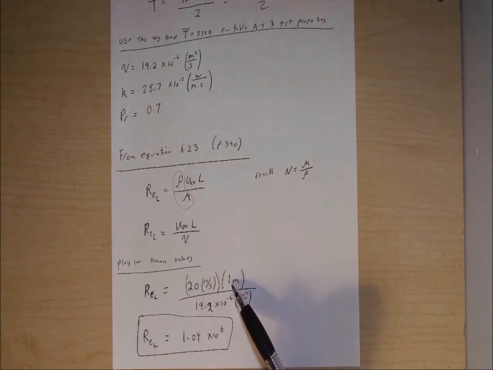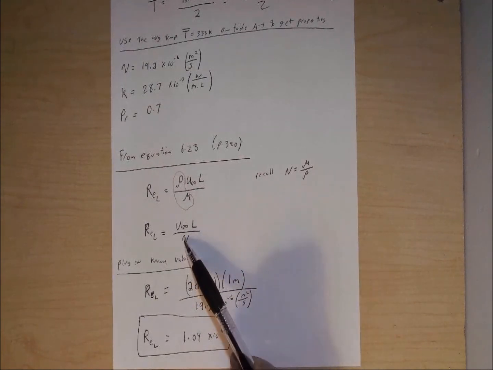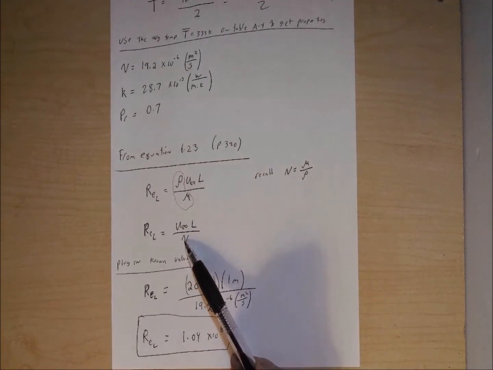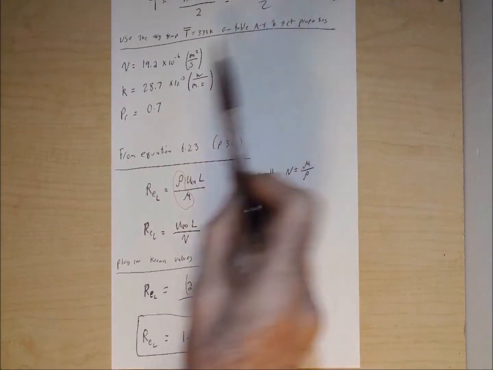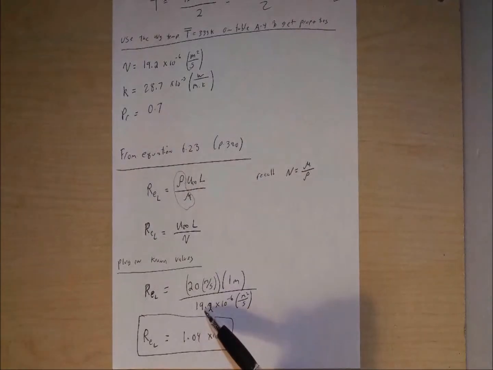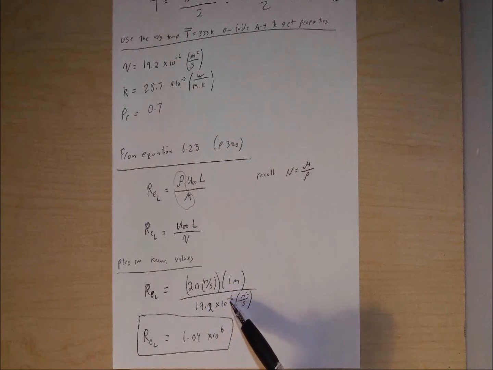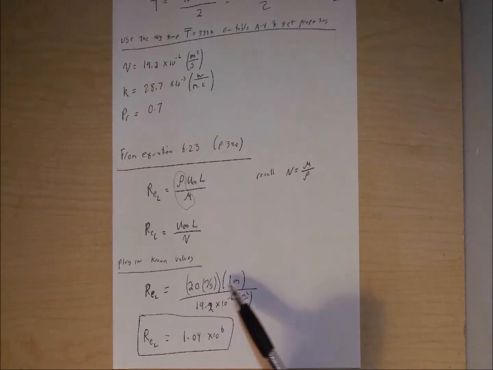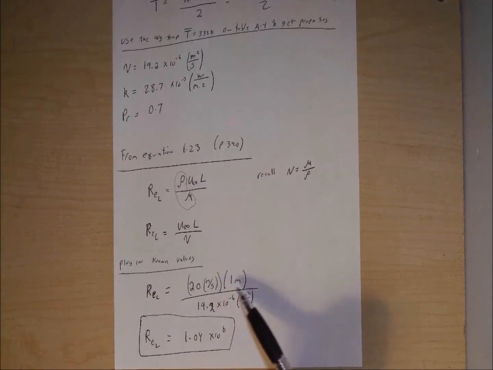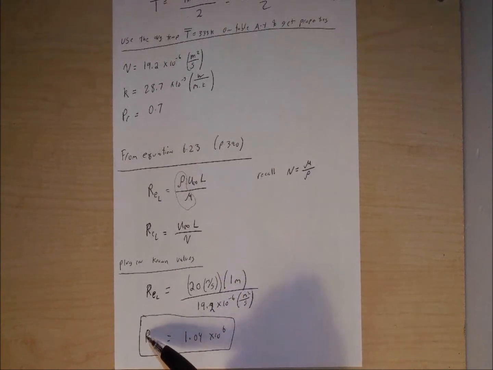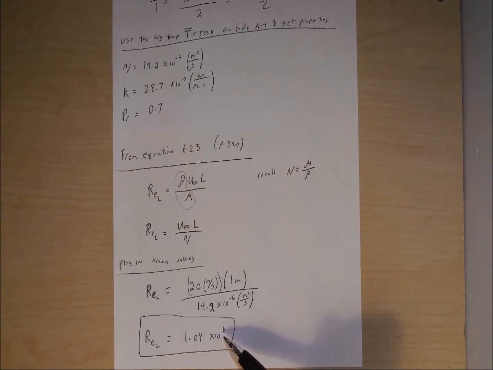Our L is also given to us as 1 meter, and our v is a value that we just looked up from table A4 up top here. So we got a value for v, which is 19.2 times 10 to the negative 6 in units of meters squared per second. As you note here, I've written in all my units so I can do unit analysis, make sure things come out in the right units and everything double checks. So we get a value here: R sub e L is equal to 1.04 times 10 to the 6.